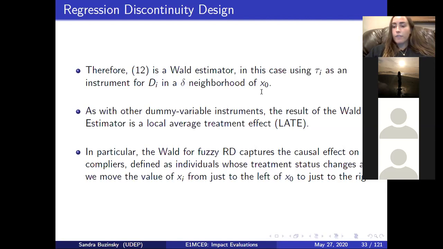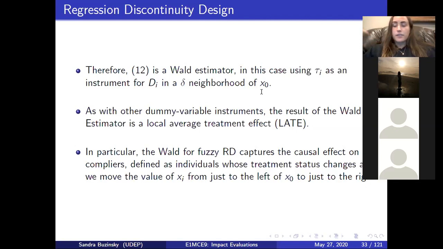How is the local average treatment effect different from an average treatment effect? The effect for the compliance sample. Yeah, exactly. So the local average treatment effect gives us the average treatment effect for the compliant subpopulation, right? So we only consider the compliers.